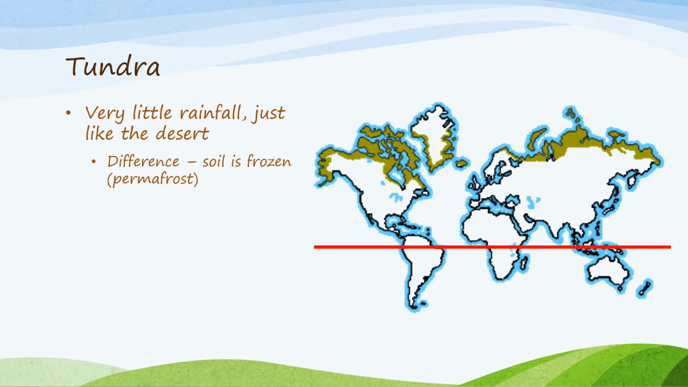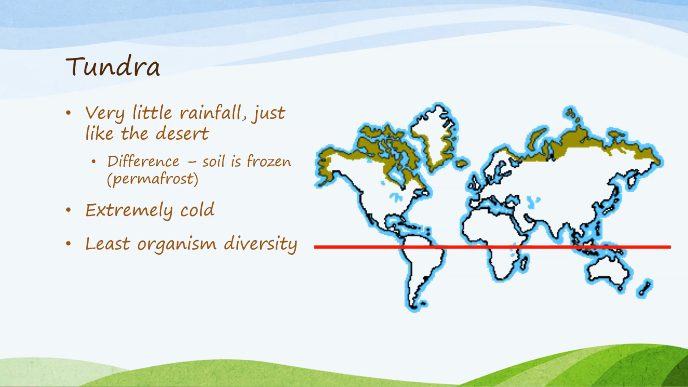So tundras and deserts are similar because they both have very little rainfall, but they are different because the tundra has frozen soil. So if a place has very little rainfall, it's called a desert if it does not have frozen soil, and a tundra if its soil is frozen, and that's called permafrost. So as you can imagine, the tundra is extremely cold. So I'm sure the summer months are somewhat bearable, but I imagine the winters are awful. I wouldn't want to go there.